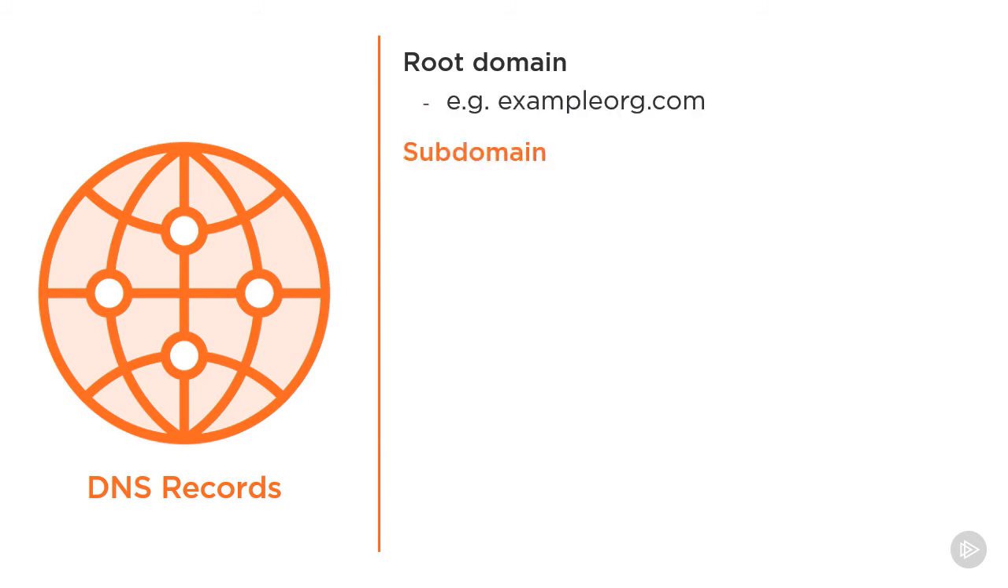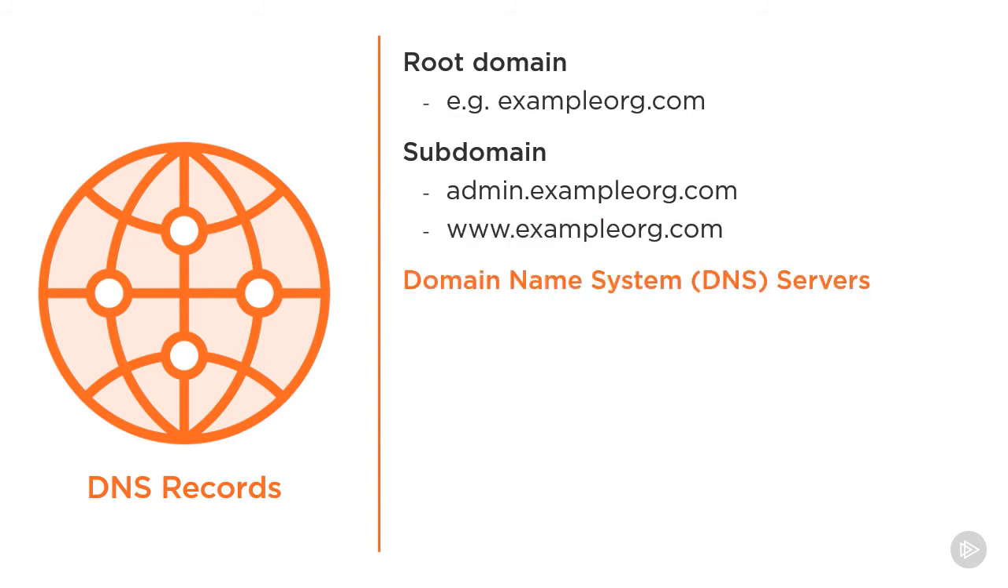A subdomain is created by prepending a name before the root domain. So admin.exampleorg.com is a subdomain. So is www.exampleorg.com, which might surprise you since the www part is used so often. DNS servers, or domain name system servers throughout the internet, have A records and CNAME records. There are other types too, but those are the primary ones for resolving website addresses.